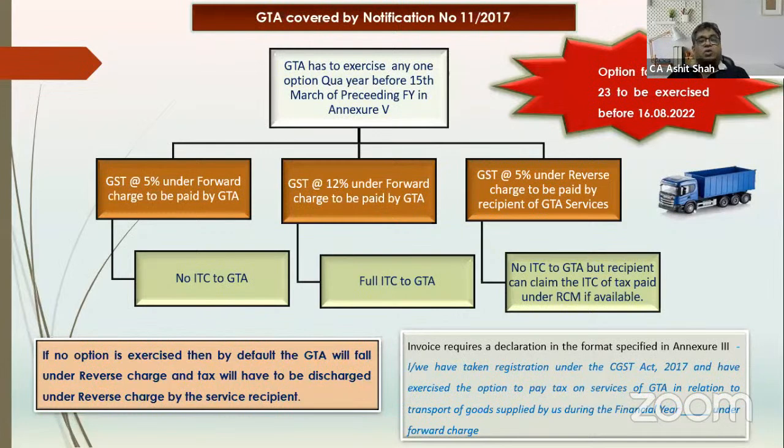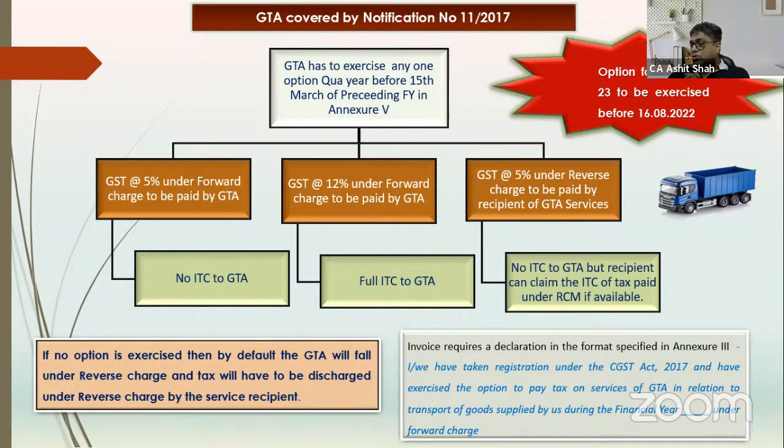This is the requirement. Now if the option has not been exercised, 16th August चली गई, बहुत सारे ट्रांसपोर्टर रहेंगे जो नए हैं, and that due date is missed, then by default the GTA will fall under RCM and tax will have to be discharged under RCM by the service recipient. So that means कि mandatorily RCM में चला जाएगा.